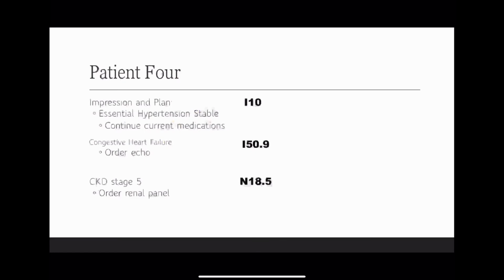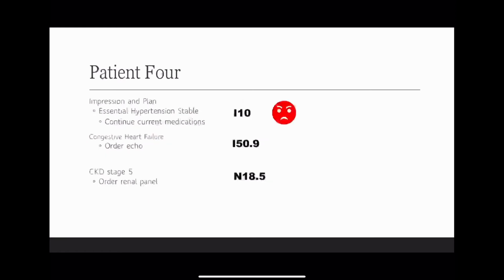So for patient number 4, we have essential hypertension, which we would normally code as I10. Then we have our congestive heart failure that's not specified, which we would code as I50.9. And in this case, we have a patient who has chronic kidney disease stage 5, and that would be N18.5. But we know that I10 is the wrong code, so let's go to our code books and see how we really should code this.